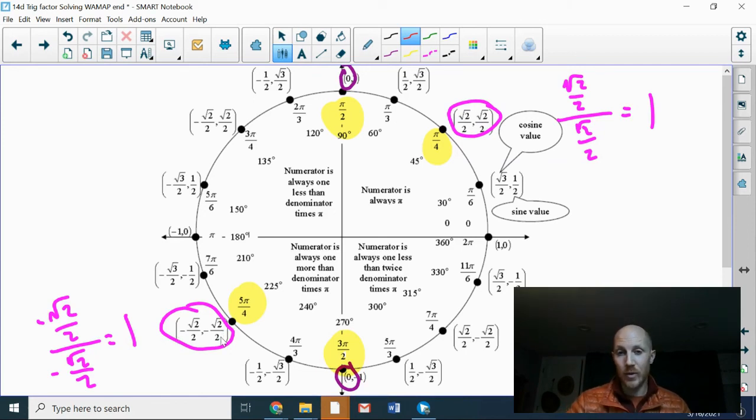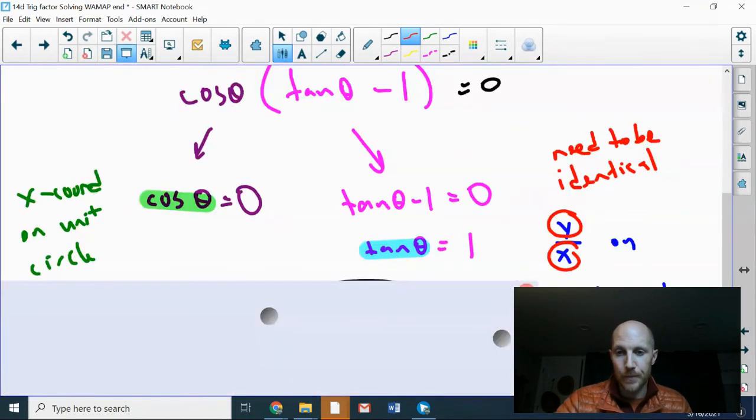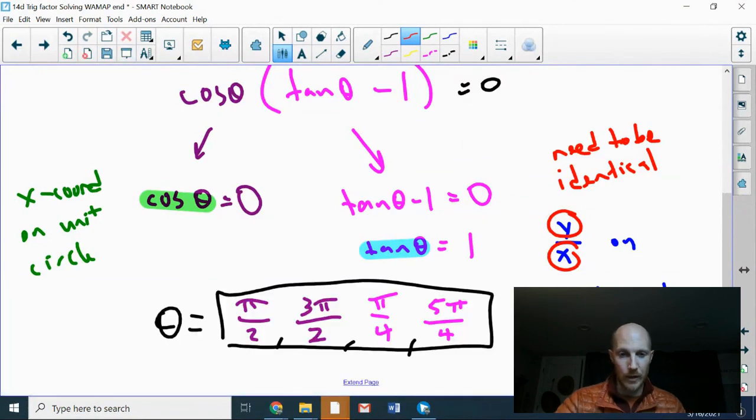So there are some other places on the unit circle that seem like maybe they would work, but the coordinates are not exactly identical. For example, 3 pi over 4. Very similar x and y coordinates. However, one is negative and one is positive, and so that is not going to give me a tangent value of positive 1. So my 4 solutions, pi over 4, pi over 2, 5 pi over 4, and 3 pi over 2. And so I've written those down here, organized by which factor they came from and colorized accordingly.